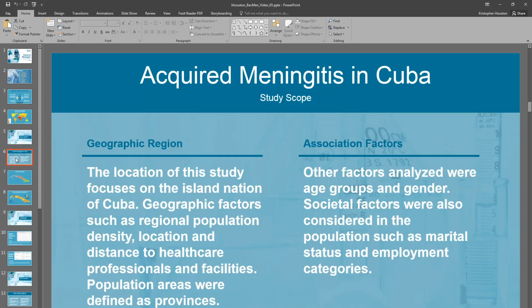So as the study objective goes, there are 2 main features here, the geographic study and the associated demographic study. The location of this study focuses on the island nation of Cuba. The geographic factors studied are the regional population density, the location of people and cases on the island, and the distance to healthcare professionals and healthcare facilities, as well as transportation routes. Population areas were denoted as, or broken down by, provinces. Other factors aside from the geographic study were analyzed: gender, societal groups such as occupation, and marital status, and other things which we'll go into in a little bit.